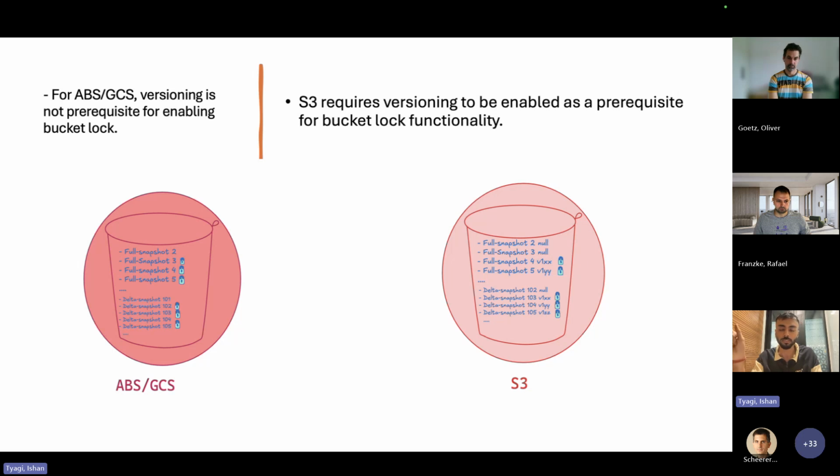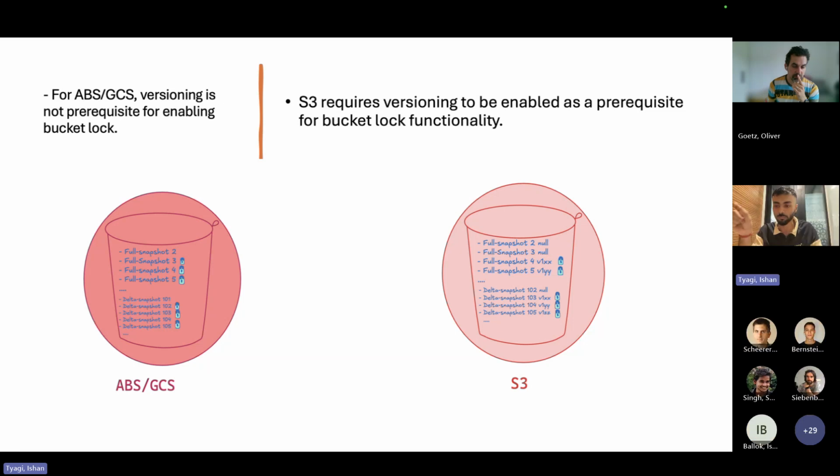S3 is achieving bucket lock functionality via versioning. You have to enable versioning as a prerequisite for enabling bucket lock. I will show this in the demo as well. When you upload a full snapshot, it will be assigned a version ID. Those snapshots which were uploaded before versioning was enabled will have the version ID set as null. What S3 says is, I am locking a version of that particular object. Hence we have to change the restoration functionality of backup restore.